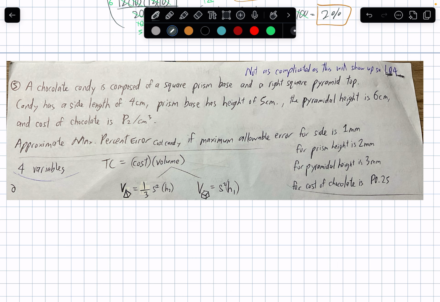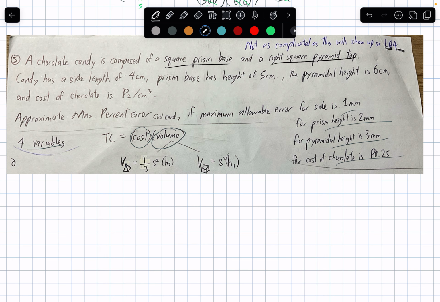So we are tasked to approximate the maximum percent error of the candy's cost. If the maximum allowable error for the side is 1 millimeter, for the prism height it's 2 millimeters, the pyramidal height is 3 millimeters, and the cost of chocolate is 0.25. So clearly we do have 4 variables, and the total cost is gonna be the cost times the volume. So again, we have a square prism base and a right square pyramid top.